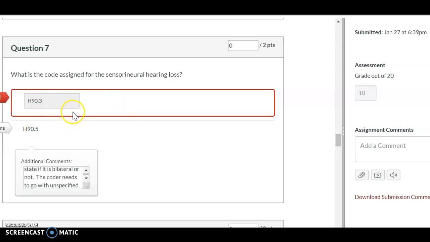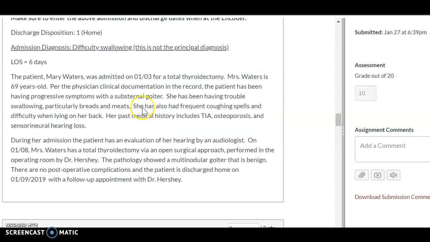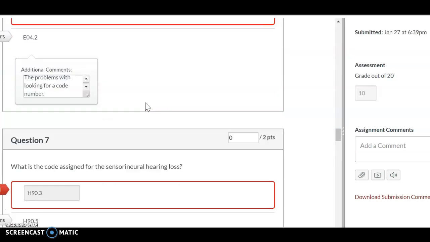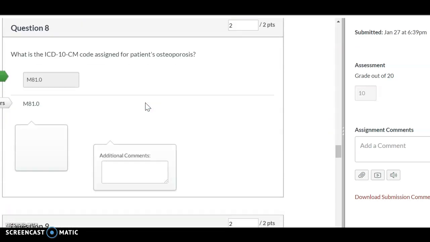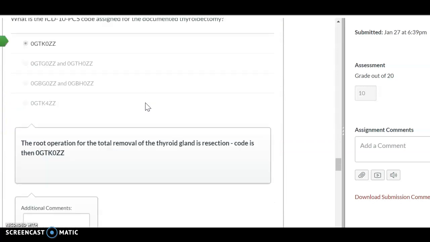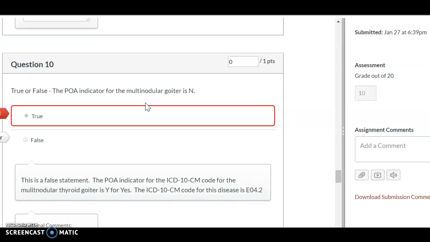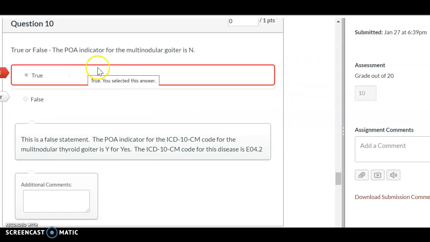This one here, the H90.5 is correct. You are not the only one on this one. H90.3 is actually bilateral. So if you look through here, it does not even say what ear or both ears or anything like that. So we don't have the documentation to code bilateral. So let's go ahead here. The POA indicator on this is a yes.